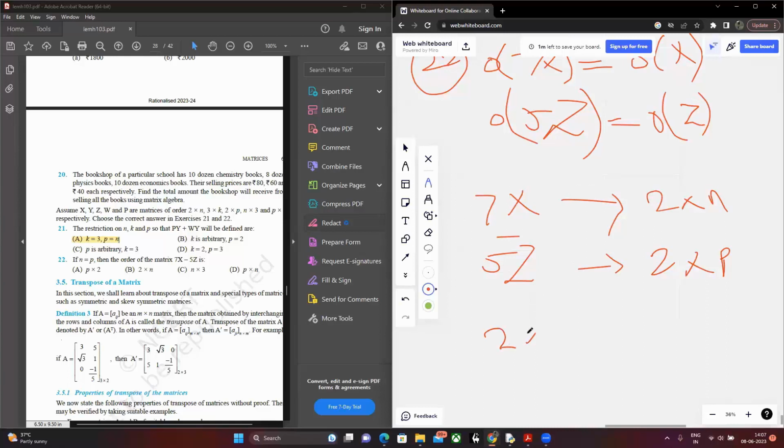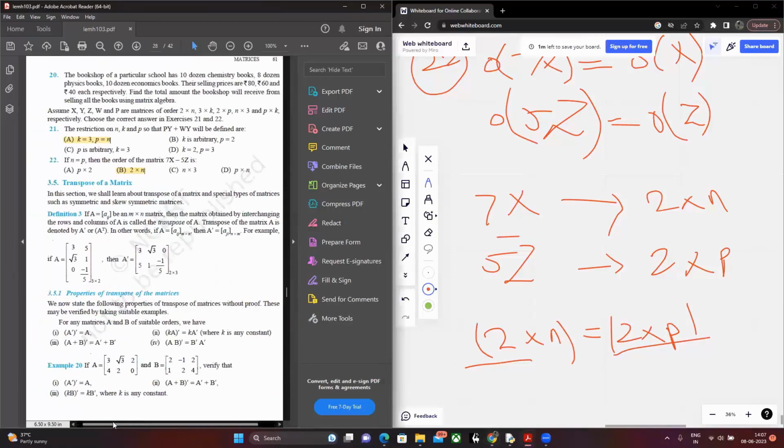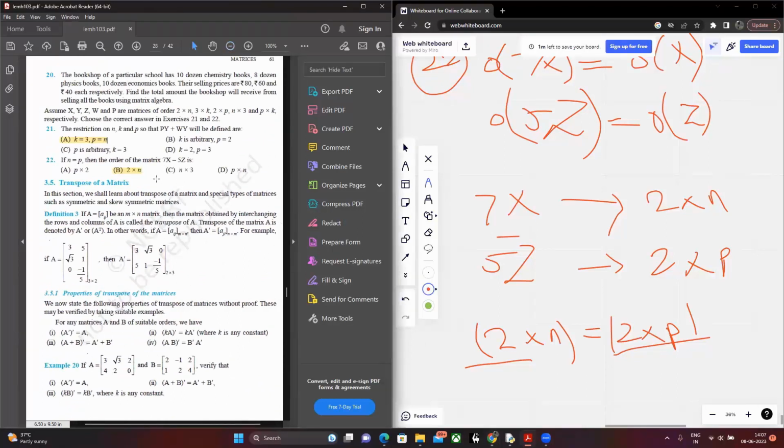That's going to be 2 cross n, that is equal to any one of these is going to be your answer. That is option B. Now we are going to exercise 3.3 that deals with the transpose and some of the properties, right?